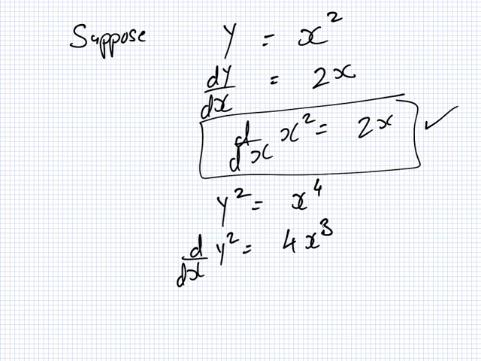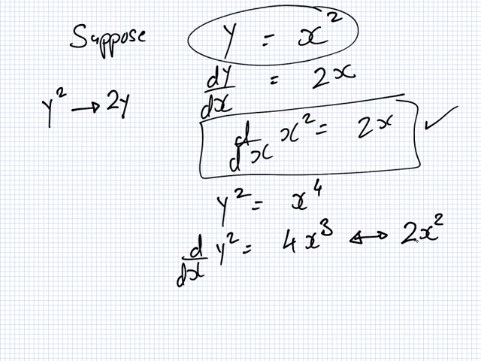What's the derivative of x to the fourth? 4x cubed. Earlier, we were wondering if the derivative of y squared would become 2y. If the derivative of y squared was 2y, then instead of getting 4x cubed, we should have got 2x squared. In other words, this is not equal to 2y, because it's not equal to 2x squared. So it's just proven my point that the derivative of y squared is not 2y.